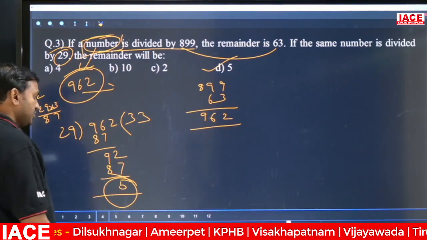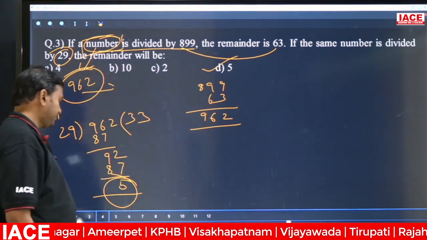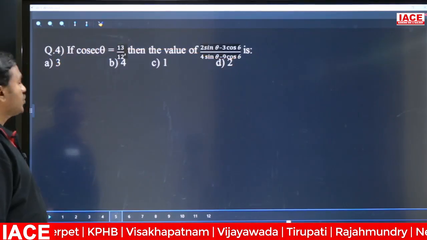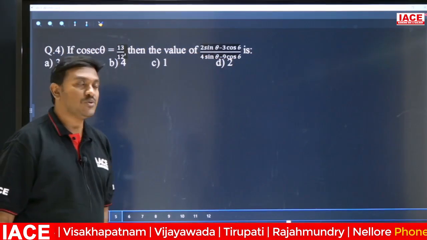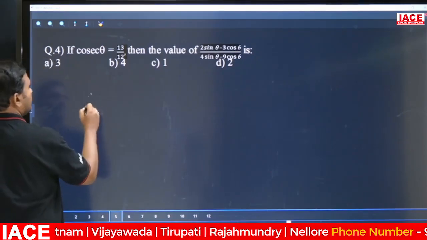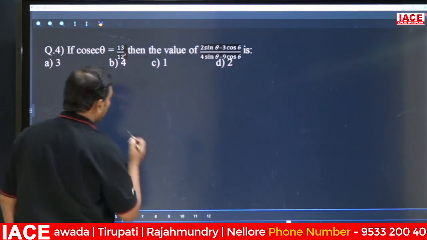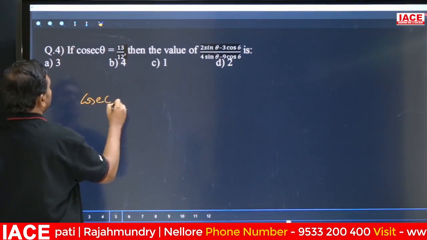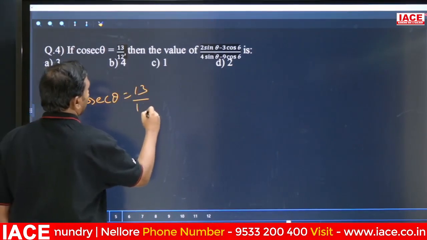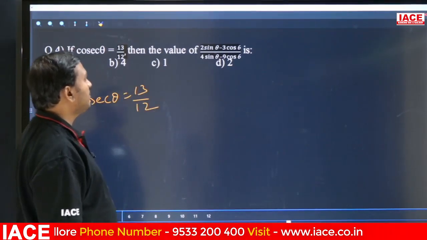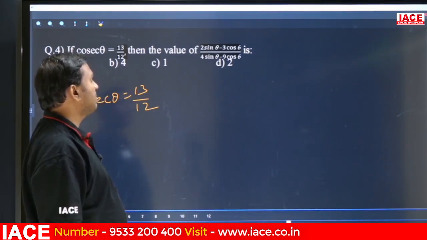Okay, right. Then question number 4. So trigonometry question. What is given? Cosecant theta equal to 13 by 12. Then find the value of 2 sin theta minus 3 cos theta by 2 sin theta minus 9 cos theta.